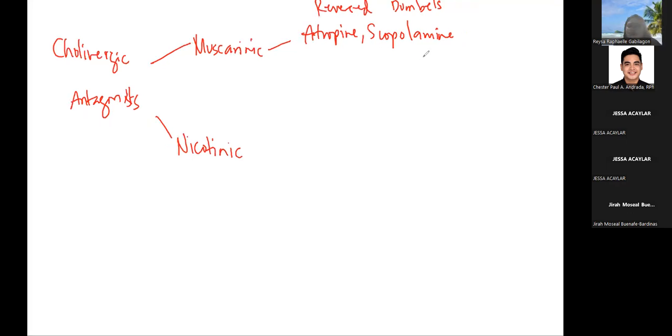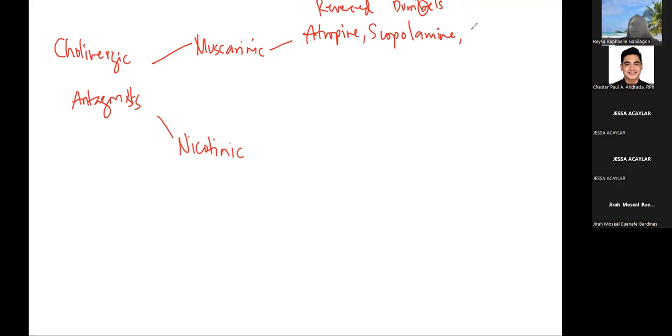Reverse dumbbells. Atropine, and then we have the scopolamine. And then we have those bronchodilators, since we are going to reverse the dumbbells. So bronchodilators, these are the anti-cholinergic drugs for asthma. We have the ipratropium, and the newer one, the tiotropium, which has the advantage of once a day dosing.